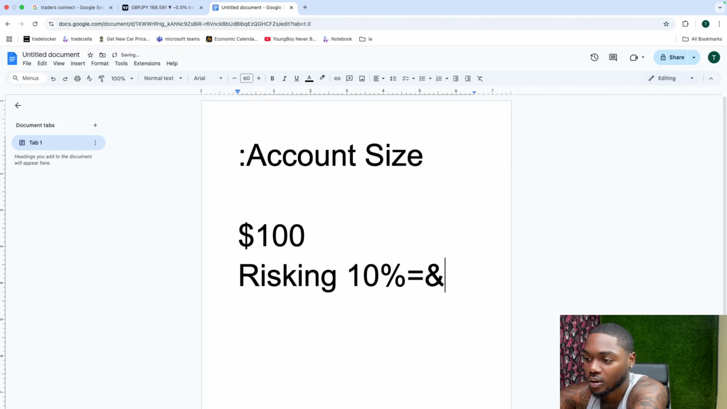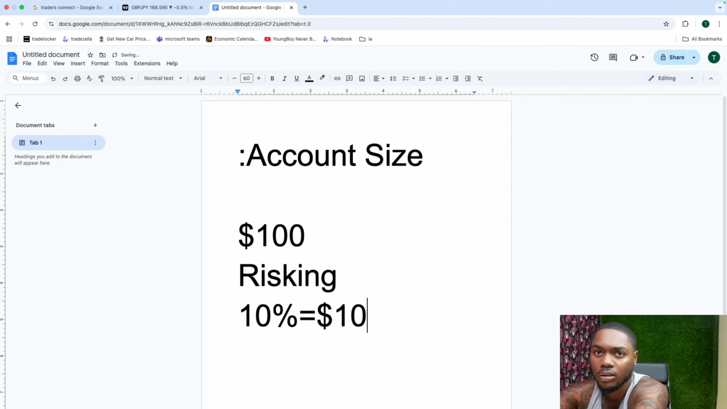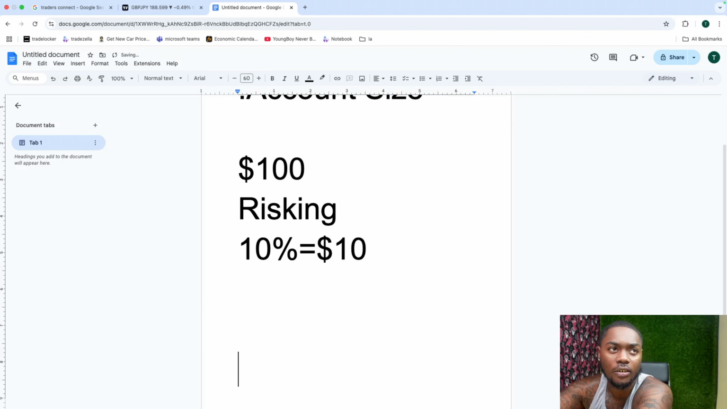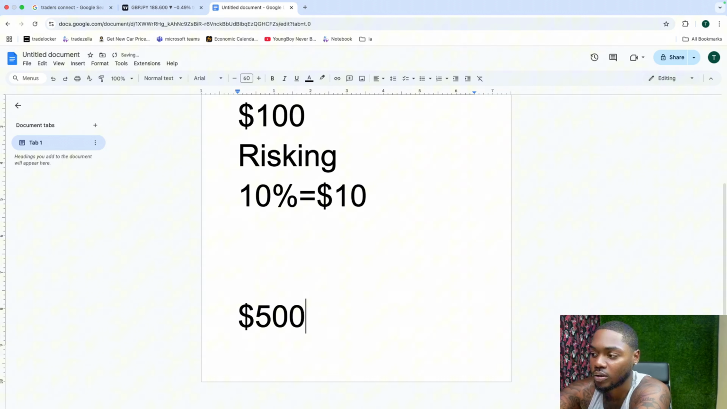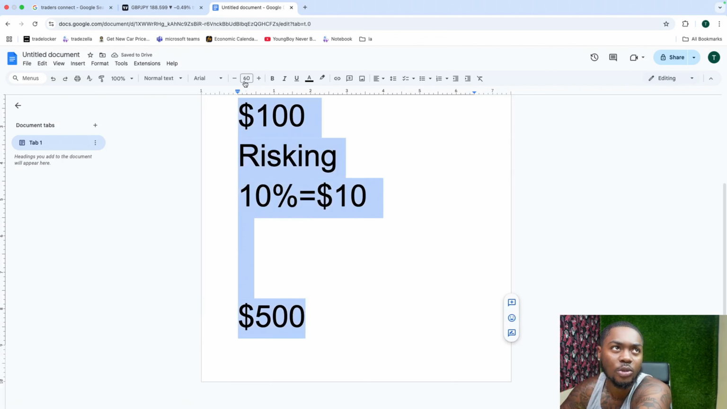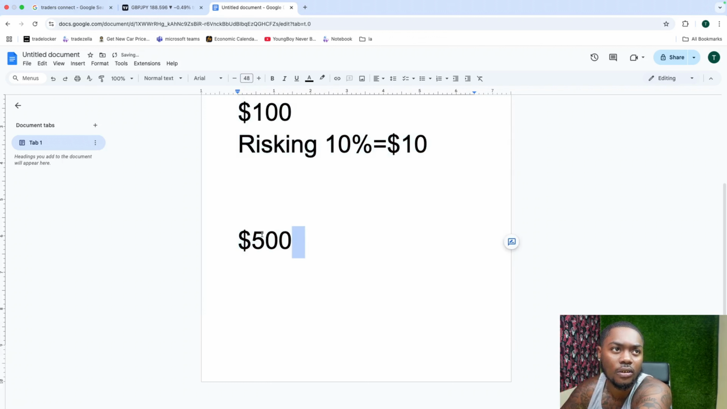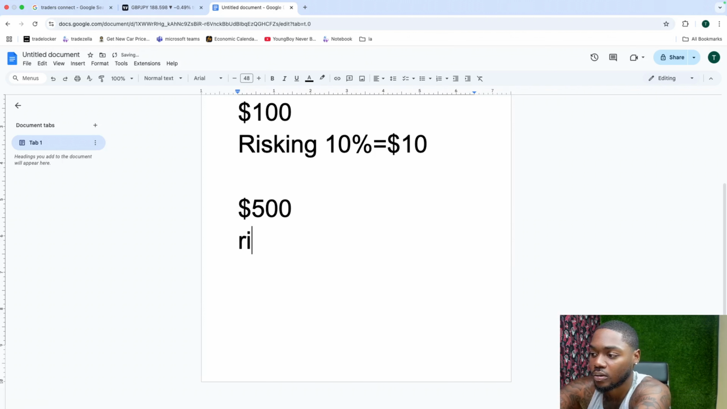Right? Where is the money sign? Okay. If I am on a $500 account, I guess I'm too big. Make it smaller so it can be on the same page. Okay, if I'm on a $500 account, risking 10%.